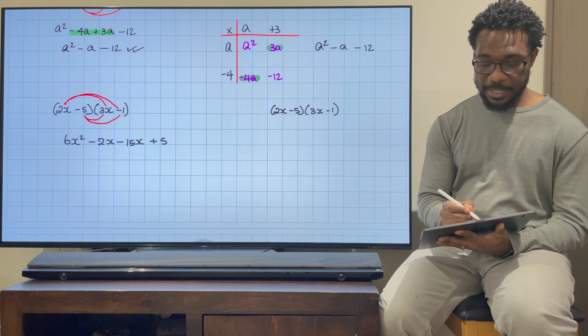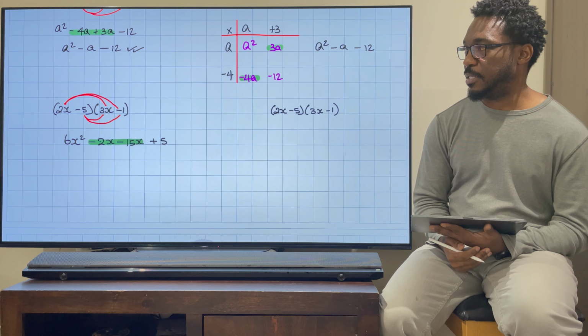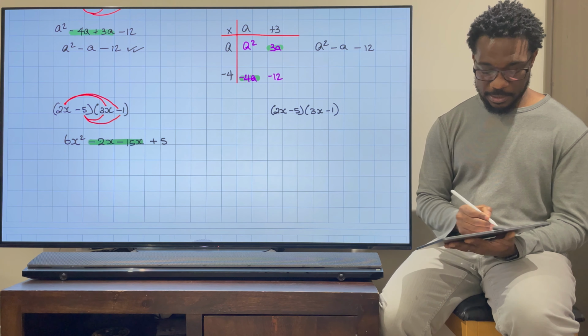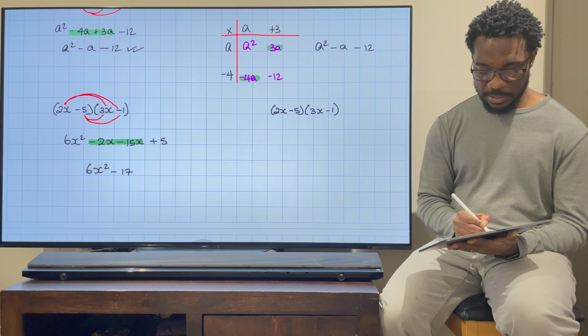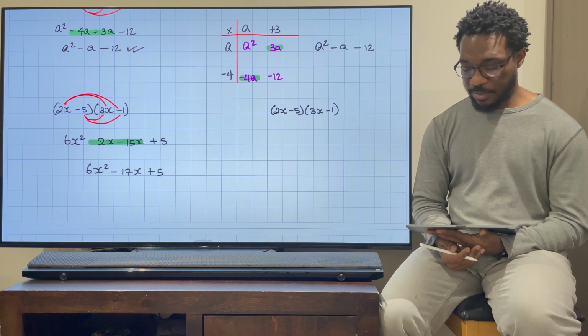And then we can clearly see that we can simplify the bit in the middle. We can combine those two. So our final answer then is 6x squared take away 17x plus 5. And this is now finished.